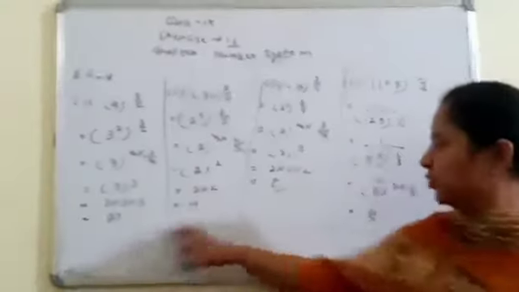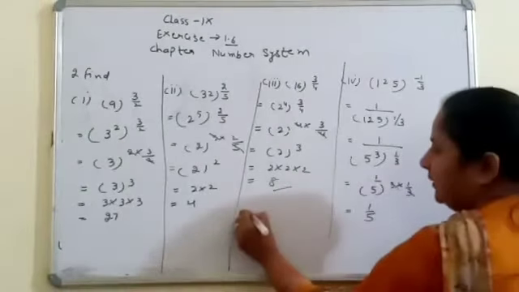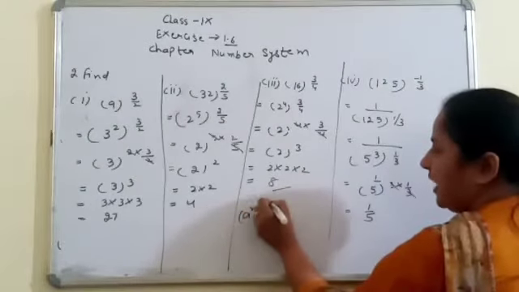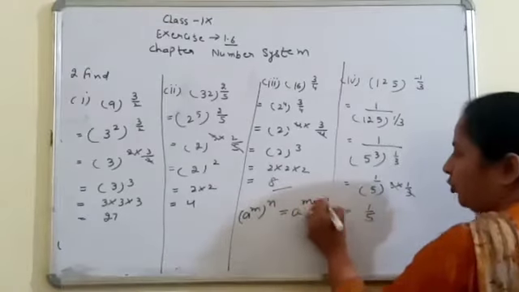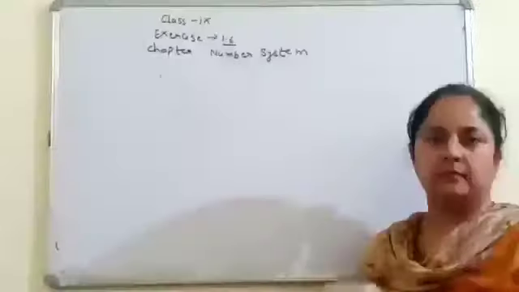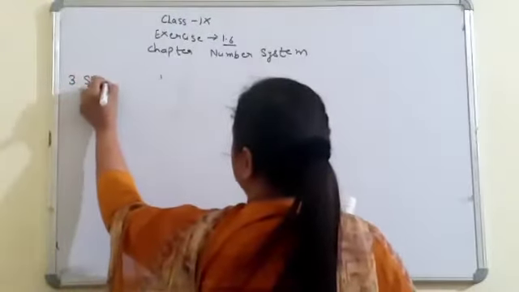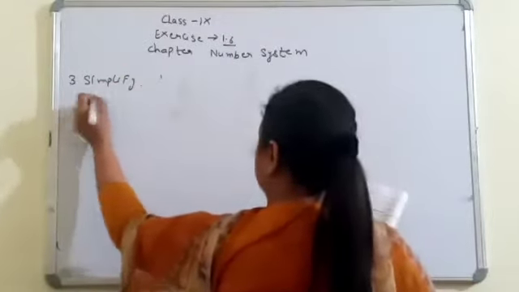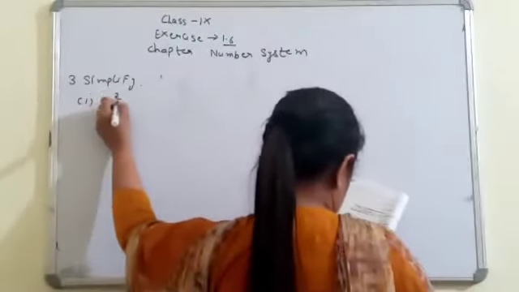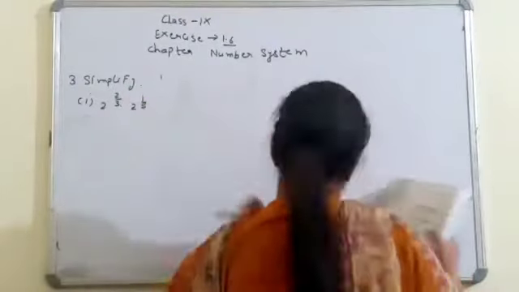In the 4th question you can see we have applied the same property. That is, when an exponent has another exponent, we can multiply both of them. Now question 3 is simplify. First part is 2 power 2 by 3 into 2 raised to power 1 by 5.